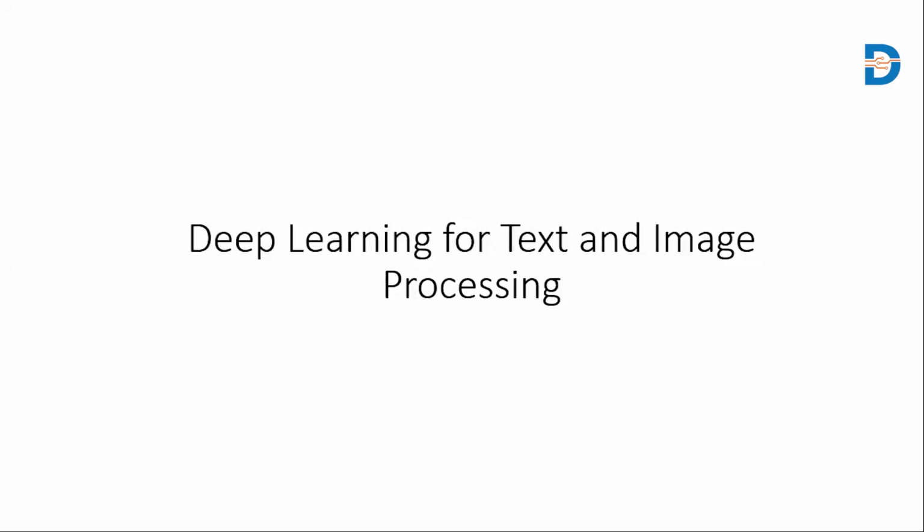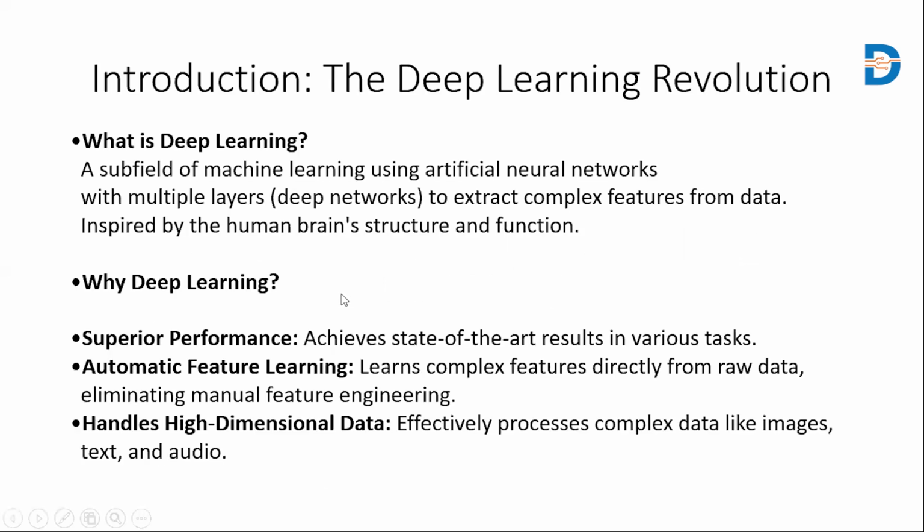So in today's session, we will discuss deep learning for text and image processing. So let's start. What is basically deep learning? It is a subfield of machine learning using artificial neural networks with multiple layers to extract complex features from the data, inspired by the human brain's structure and function. In deep learning, we try to mimic the working of the human brain using different layers.